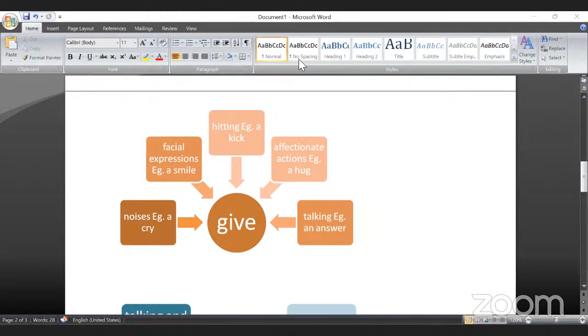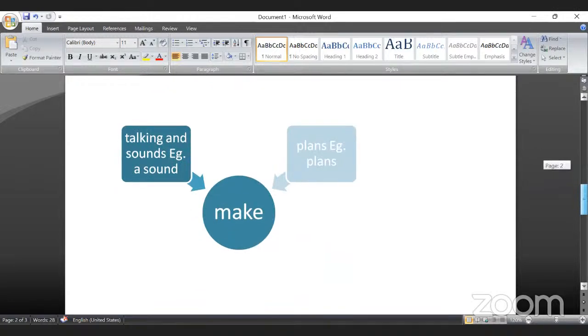And the last category that you have there is of the nouns related to talking. So, give an answer, give some advice. All of that are examples of the nouns that can be used along with the delexicalized verb give. Now, the next verb that you need to.